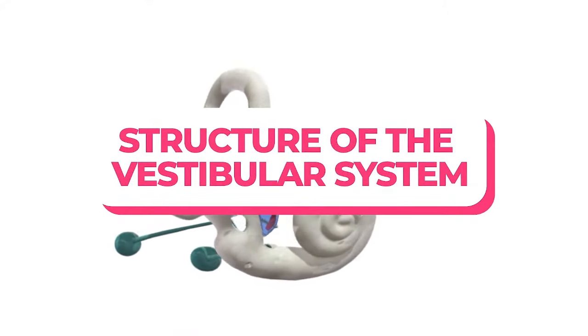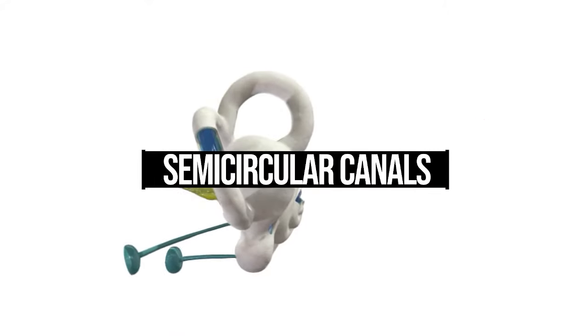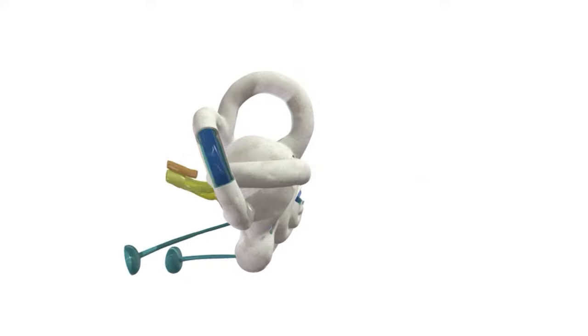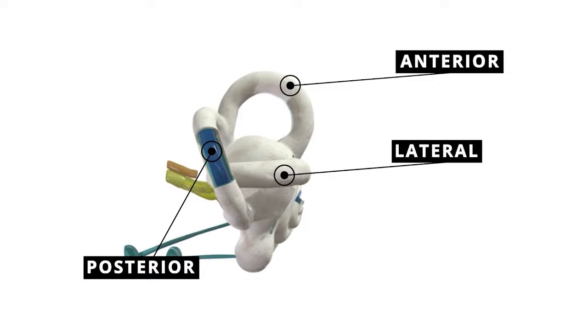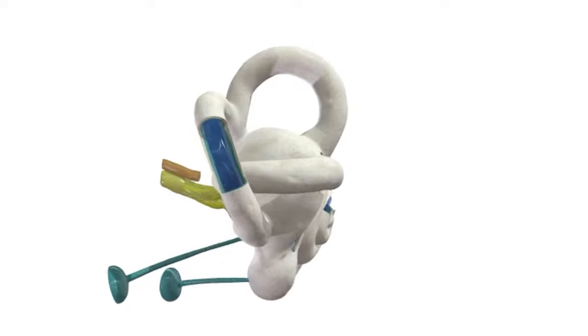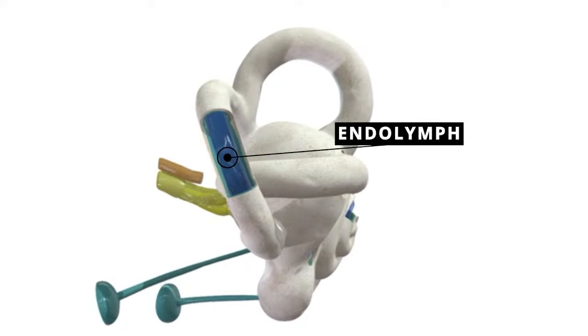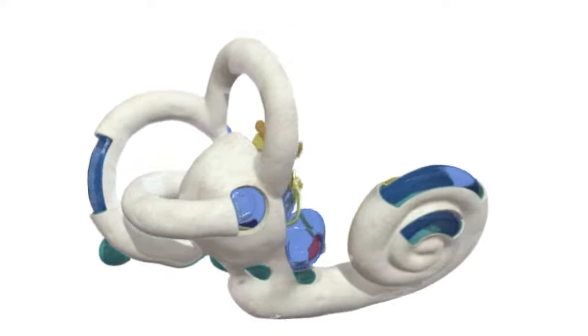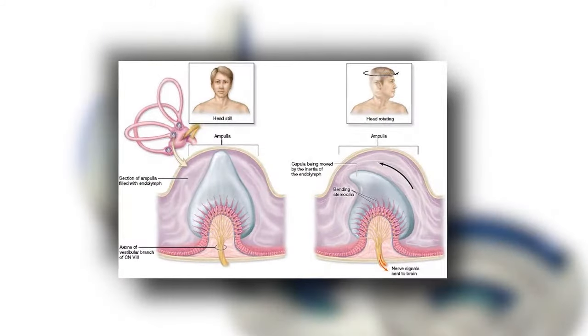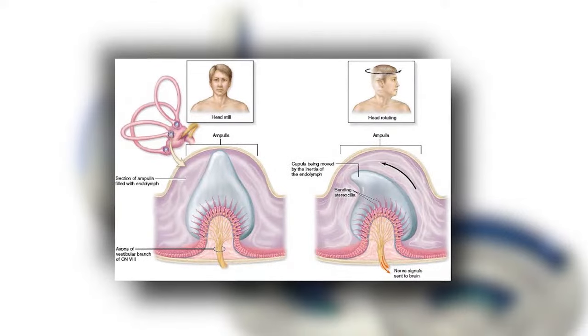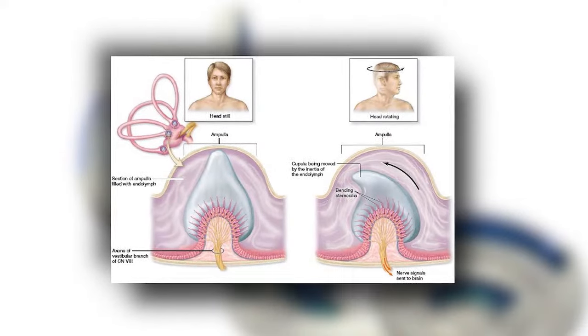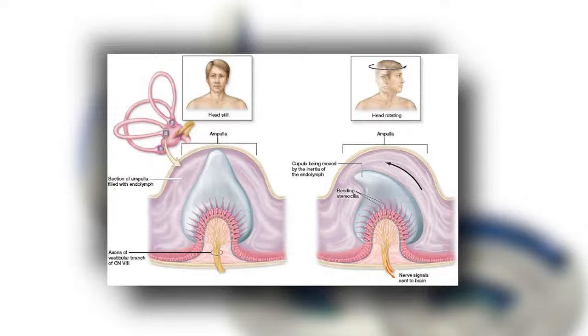Structure of the vestibular system. Semicircular canals. There are three semicircular canals, anterior, posterior, and lateral, in each ear, oriented at roughly right angles to each other. These canals are filled with a fluid called endolymph and contain a sensory organ called the crista ampullaris. The crista ampullaris has hair cells similar to those in the cochlea, and their movement in response to fluid motion is crucial for detecting rotational movements of the head.